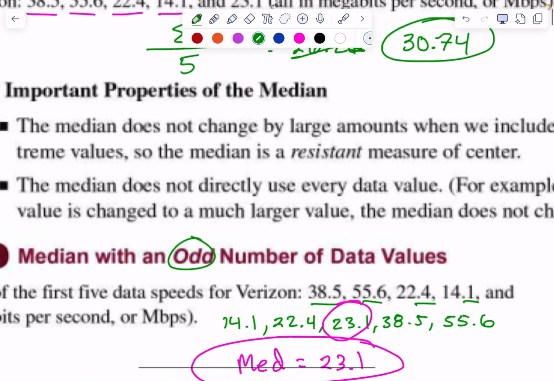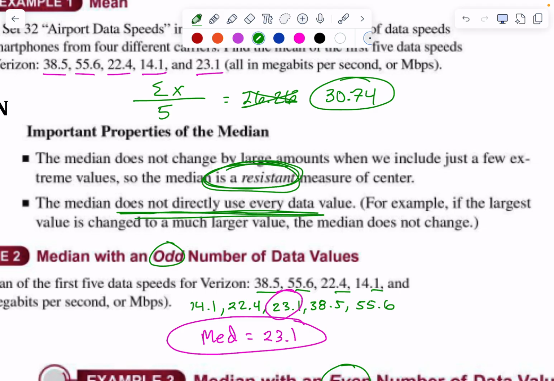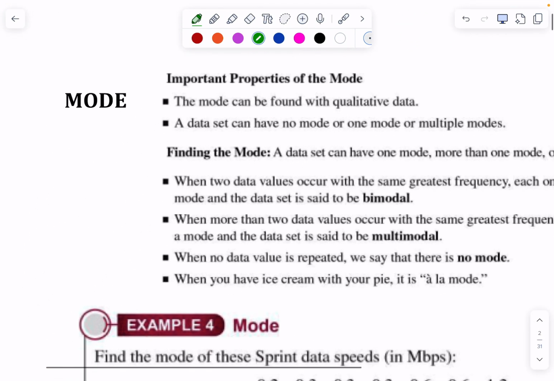Important properties of the median: it is a resistant measure. It does not change very much, typically. The median does not directly use every data value when you're finding the middle number. Okay? Does not use every data value. All right. Important properties of the mode.